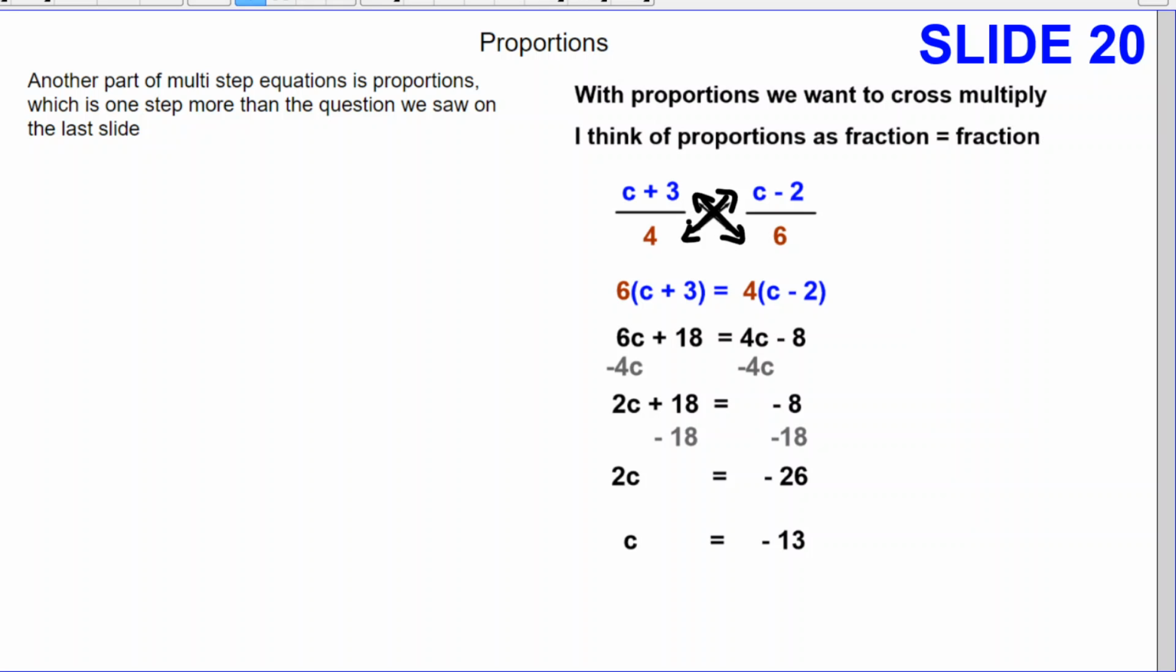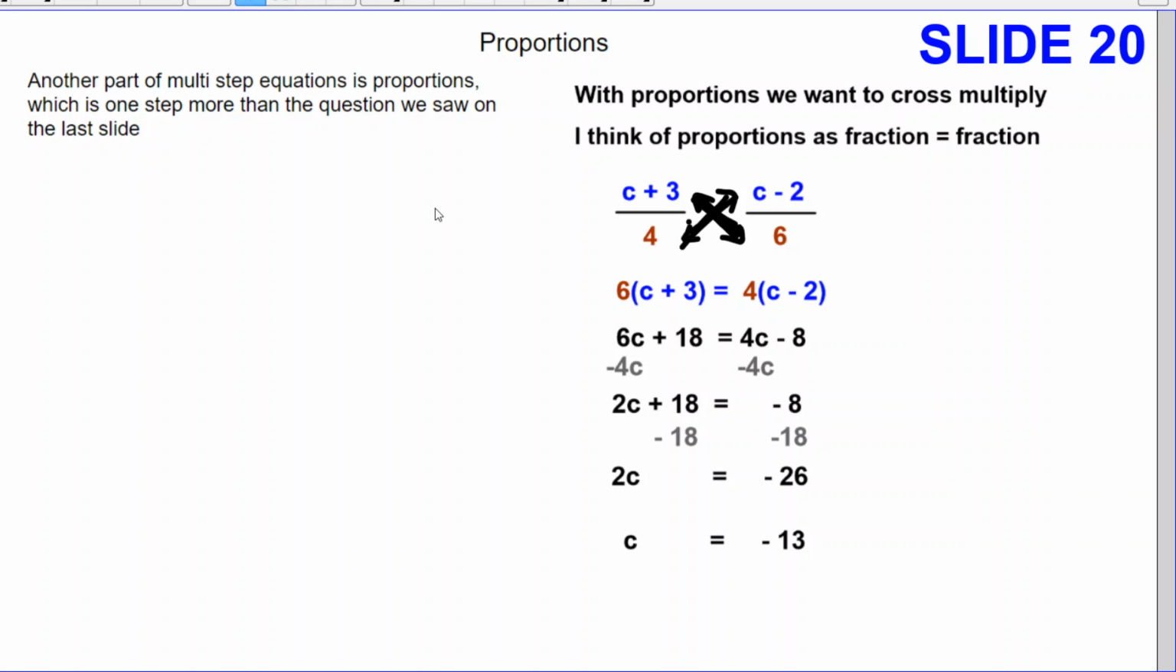It doesn't really matter which order you put them. I normally do this one first though, so 6 times this and 4 times this. Don't forget the parentheses on this question. That's really important. Otherwise, you're going to get 6c plus 3 when really it should be 6c plus 18.